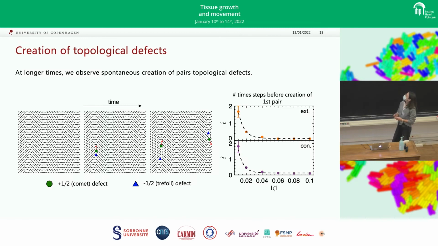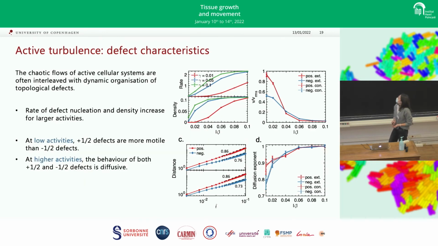And as expected, we see that the negative, so the threefold defect, remains more or less in the same place, so it's passive, whereas the positive defect travels along the wall further. And we show that the time it takes for the system to develop the first pair of topological defects decays exponentially with the activity, which is consistent with the continuum theory. And then we move on to looking at the active turbulent state, so a dynamic state, and we look at the dynamics of these defects.